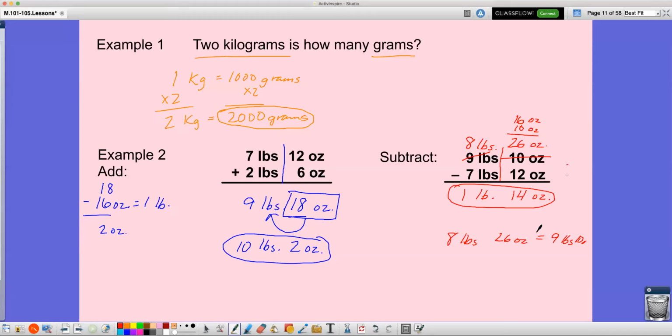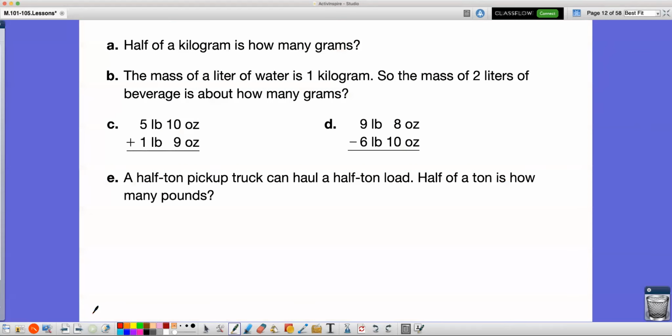So if that happens, then you basically end up with your final answer here. You've got 8 pounds, 26 ounces equals 9 pounds, 10 ounces. All right, let's move on.